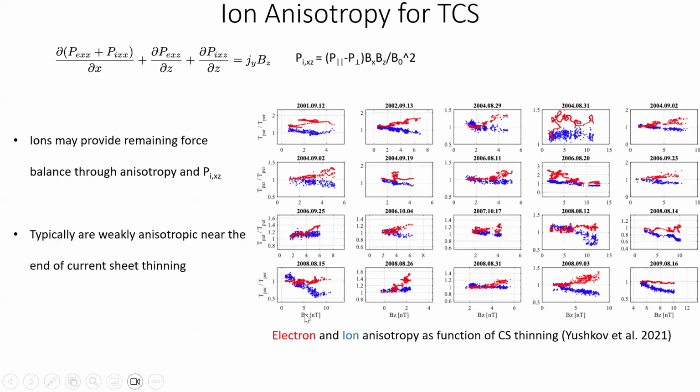And indeed, these are several different events. I think these are 20 observations here of current sheet thinning. So this is anisotropy versus Bz. The thinning process is going to take you from the right side of these plots to the left side of these plots. And you see that for the ions, which are the blue dots, you almost always end up with a little bit of anisotropy at the end of the thinning phase. The electrons are in red for comparison.